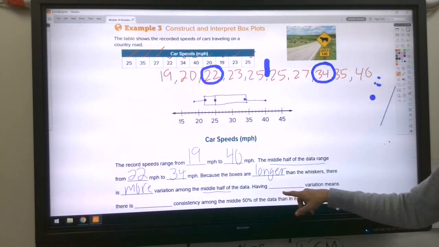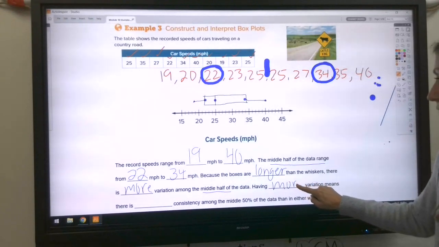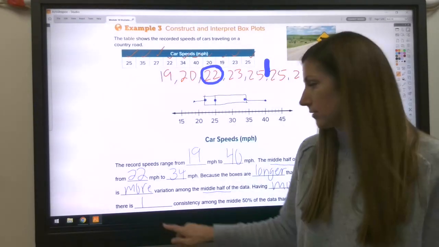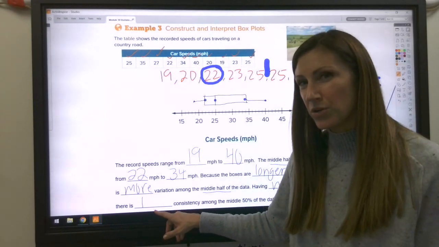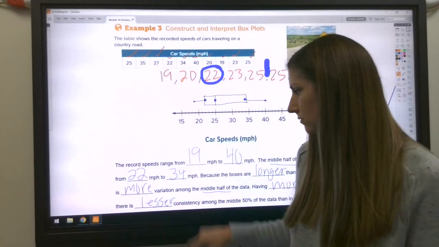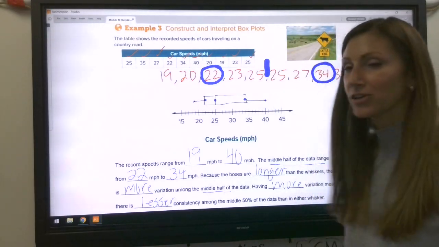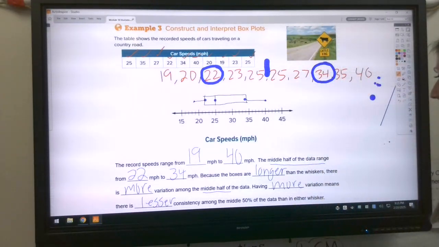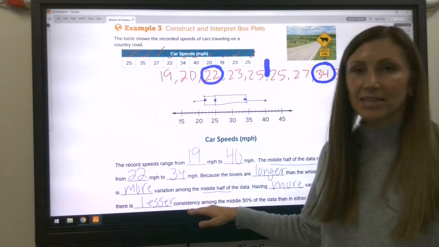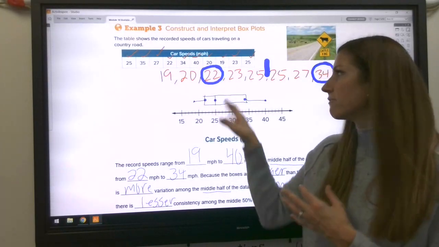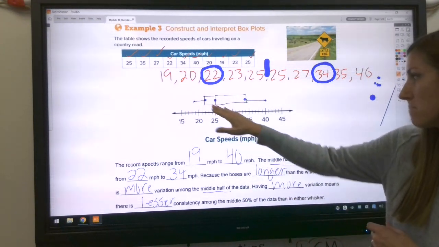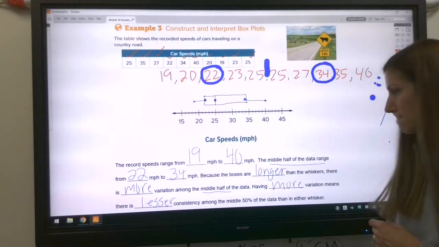So having more of a variation, what does this mean? That there is less, grammar's not my thing, but when you go to put your answers in online for your practice, it uses the word lesser. I don't use the word lesser. Maybe I should, but I would say less. Having more of a variation means that there's less consistency. It's not that everyone kind of fell around that same area. And so you're not consistently among that 50%, okay?